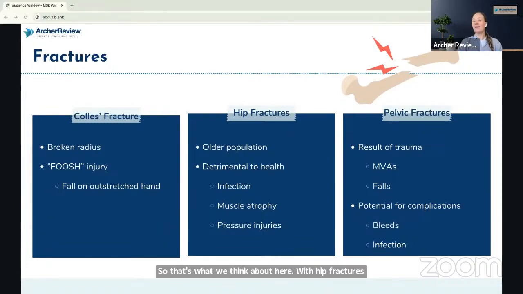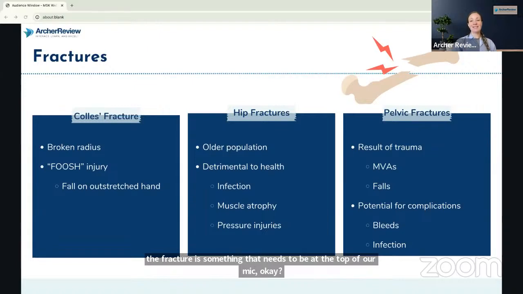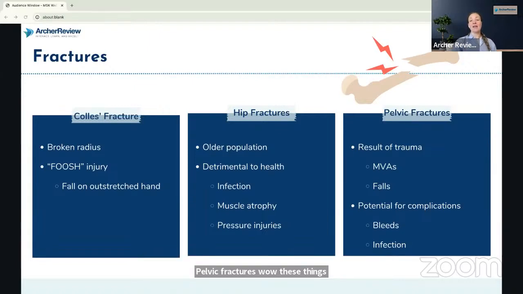The fracture is not great, but the complications from the fracture is something that needs to be at the top of our mind, okay? Pelvic fractures. Wow, these things are dangerous. We think of pelvic fractures occurring in patients who maybe were in a car accident or they fell from a very high height. And these are really severe because in the pelvis, we have so many blood vessels and arteries that are moving through this area down into the lower extremities. So our biggest concern whenever we have a suspicion for a pelvic fracture is bleeding and infection.